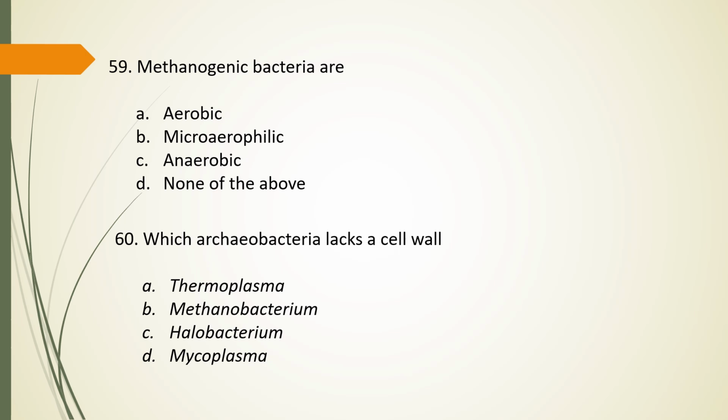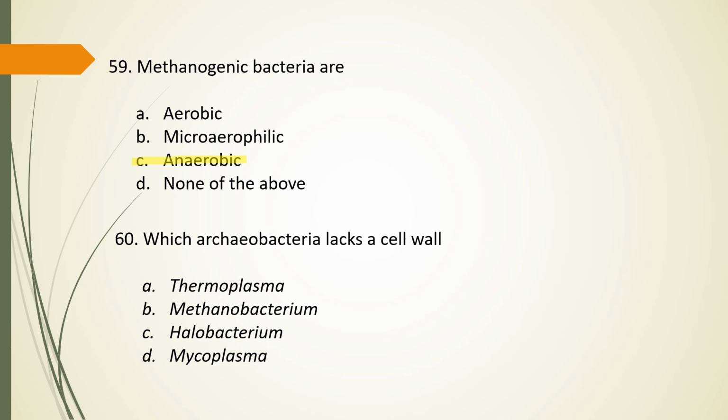Question number 59. Methanogenic bacteria are option A, aerobic, B, microaerophilic, C, anaerobic, D, none of the above. The correct answer is option C, anaerobic. Anaerobic bacteria can survive and grow in environments without oxygen. They are toxic to oxygen and lack enzymes such as catalase, superoxide dismutase and peroxidase.